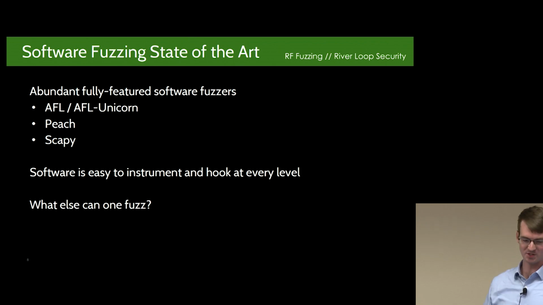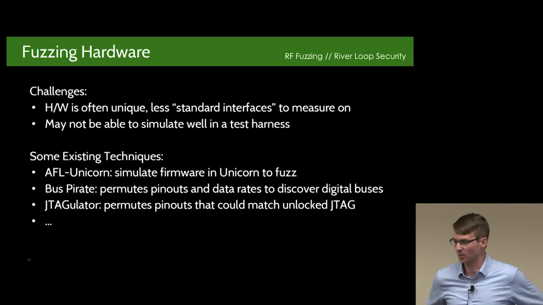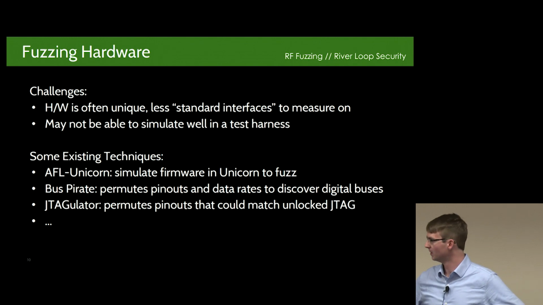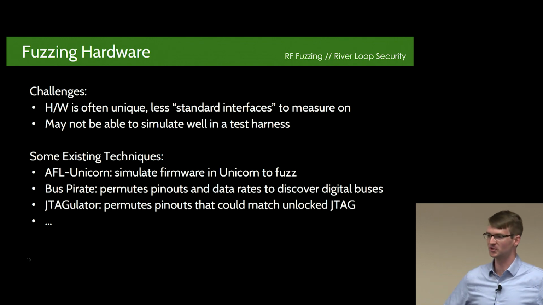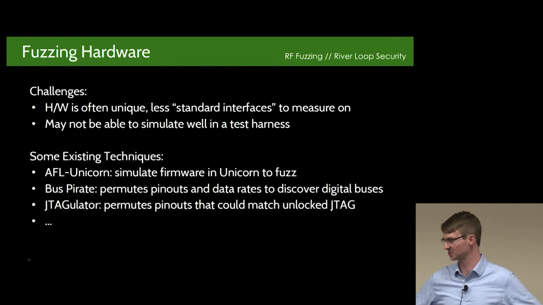But what else might we want to look at? So let's go through a couple other applications of fuzzing. Hardware is one where there have been some interesting approaches in the security world. And hardware is a little bit trickier to go after because these interfaces are often unique or less standard to hook into. And it might be hard to put together a test harness to measure and monitor the state of whatever device that you're fuzzing.